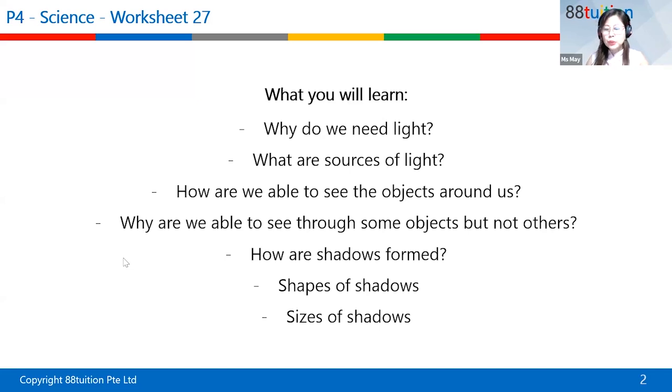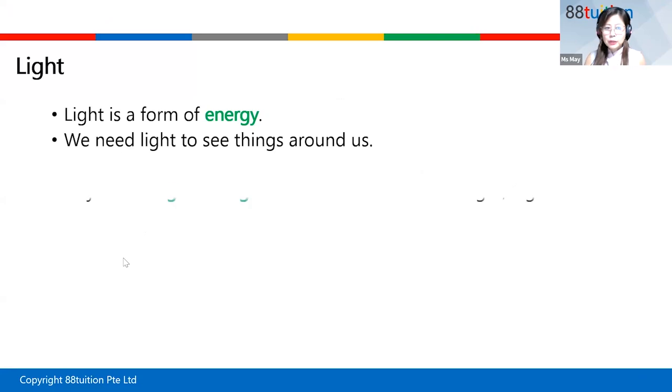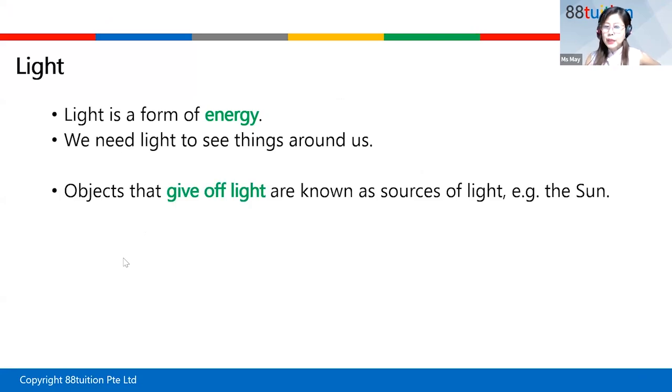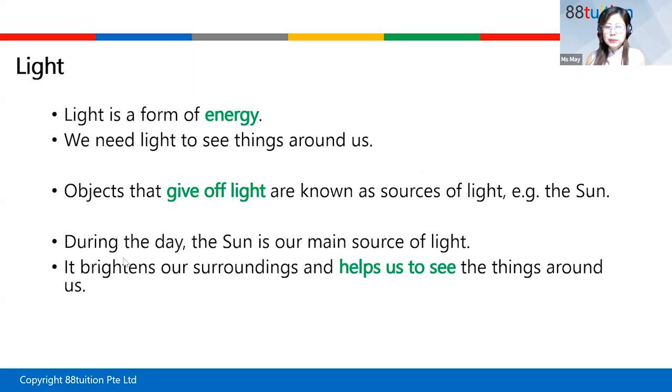Okay, so we are also going to learn the shapes of shadows and the size of shadows. So treat this like a revision. All right. So light. Light is a form of energy. We need light to see things around us. Objects that give off light are known as light sources or sources of light. Example, the sun. During the day, the sun is our main source of light. It brightens our surroundings and helps us to see things around us.